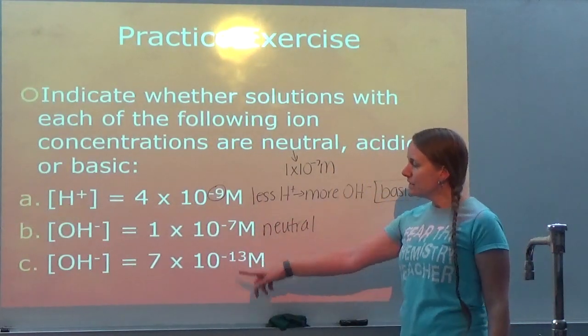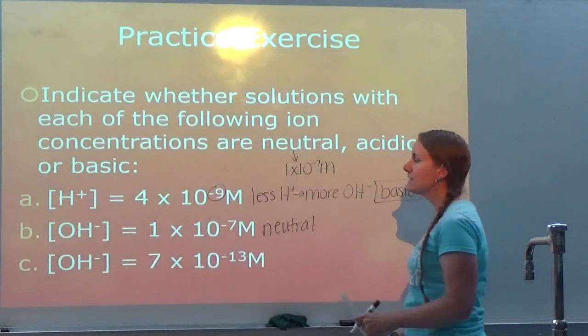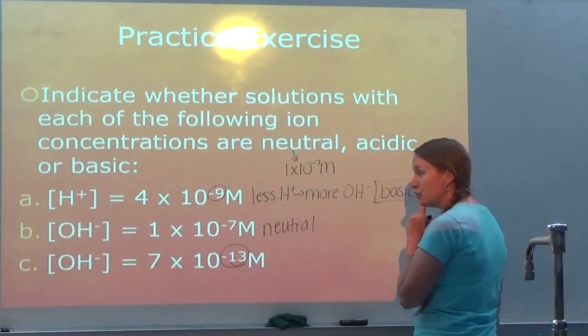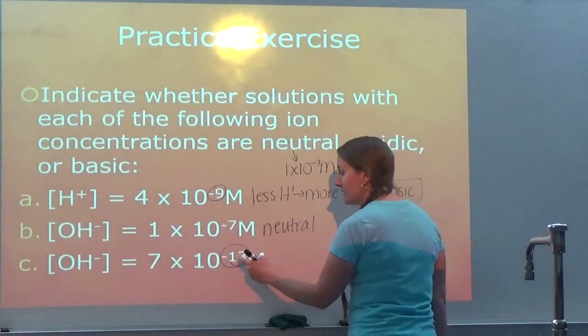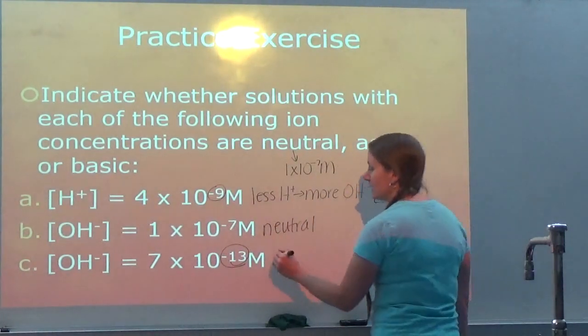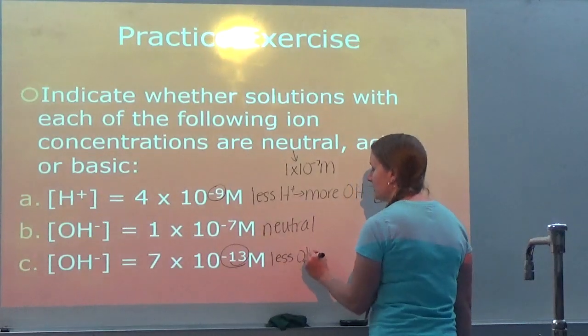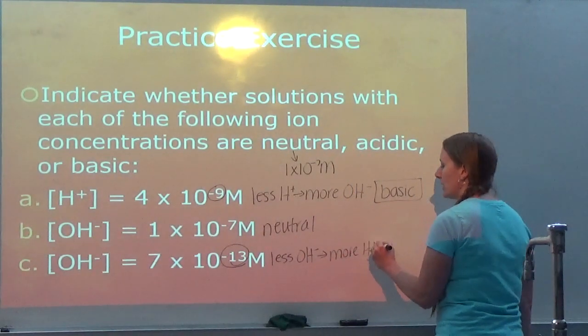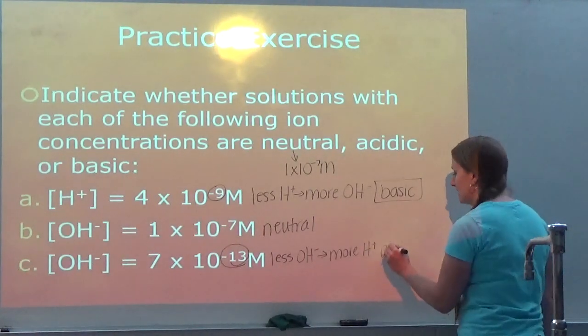Alright, and then here it says OH minus is 7 times 10 to the negative 13. Well, this is what OH minus is if it's neutral. So 10 to the negative 13 is less than 10 to the negative 7. So that means it has less OH minus, which means more H plus. H plus indicates an acid, so it is acidic.